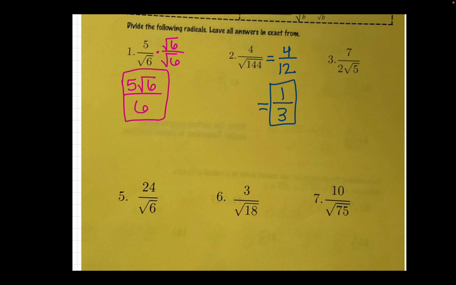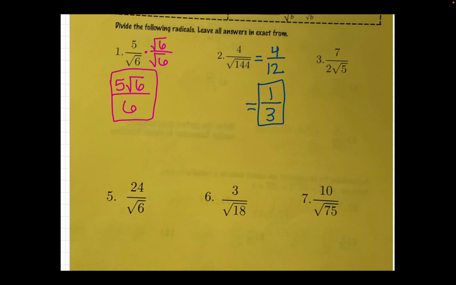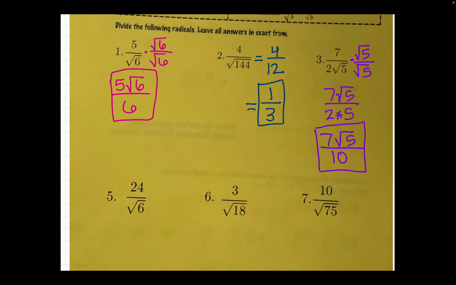Okay, number 3, we have 7 over 2 square roots of 5. So 5 is not a perfect square, so we do have to rationalize the denominator. So top and bottom are going to multiply by square root of 5. So we get 7 square roots of 5 over 2 times 5. 2 times 5 is 10, so we have 7 square roots of 5 over 10. Okay, double check. Can we reduce 7/10? No, we cannot. So we are done with number 3.